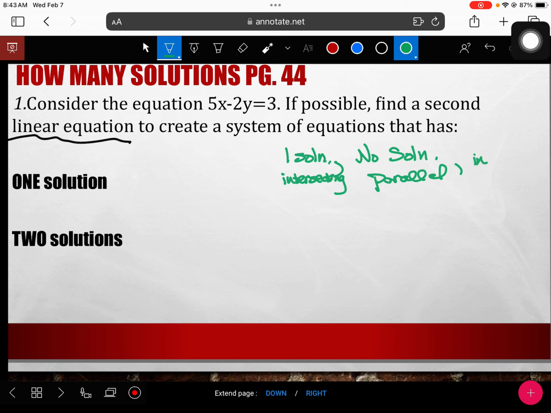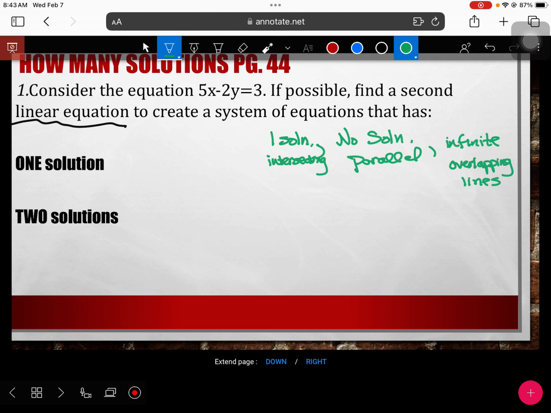And we could also have infinitely many solutions, and that would be overlapping lines. I never remember the word overlapping. I always say line on top of itself, and it sounds so kiddish. I don't think she was laughing at my joke. One solution, no solution, or infinitely many solutions.